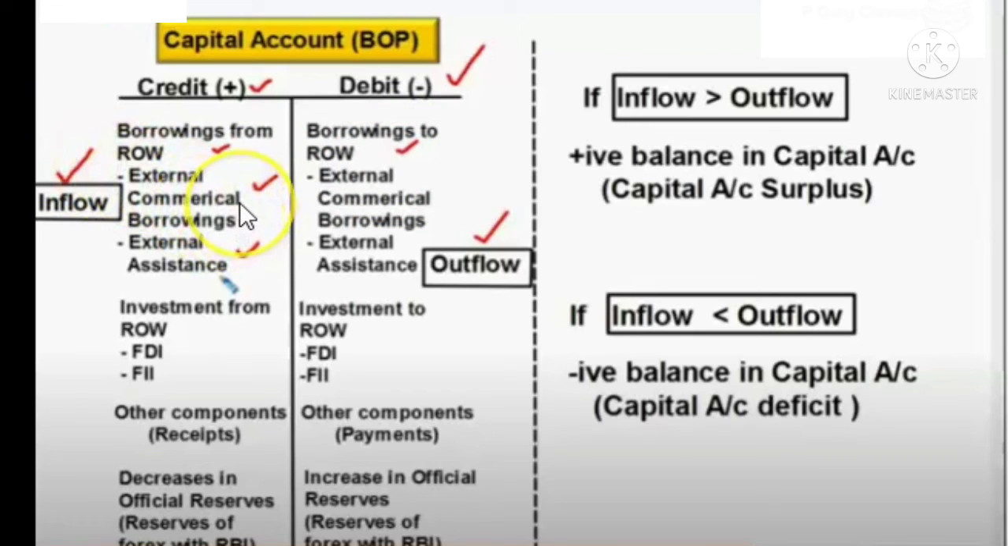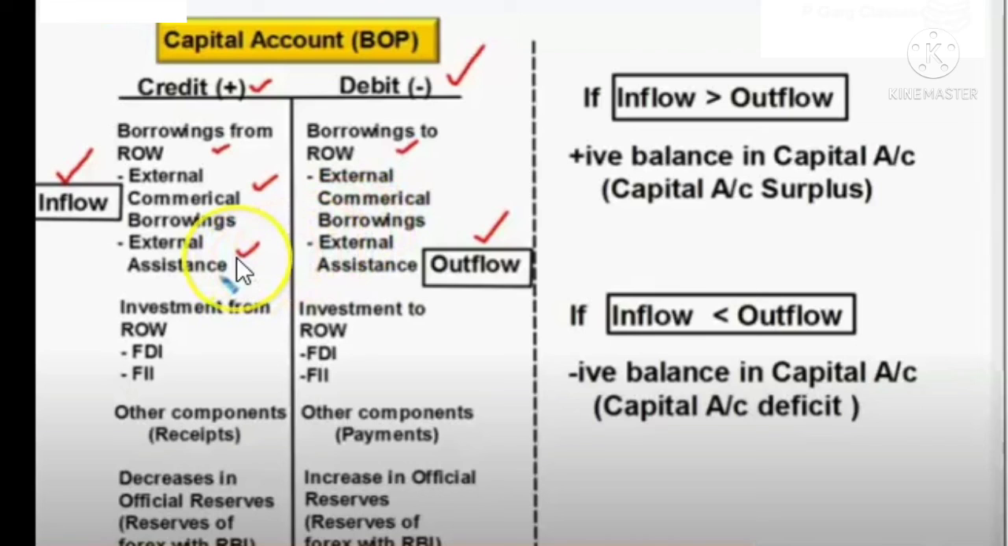And here, external commercial borrowings means what? In terms of the market exchange rate, the borrowings have been fixed, the rate has been fixed, so that's known as external commercial borrowings. From other nations we are taking their currency, so it's an inflow, so that is entered in the credit side. And in the debit side, external commercial borrowings is our currency going outside, they are borrowing from us, so that's external commercial borrowings under the debit side.